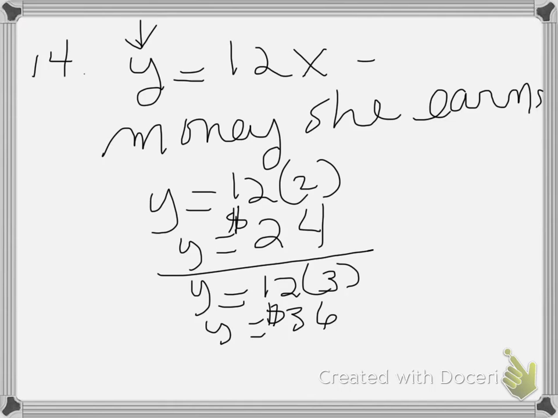Now, what's the constant thing that did not change? That means that's the constant of proportionality. And what did not change? What did not change was the 12. The 12 is the constant of proportionality. So you would change the number of hours, but the rate per hour, which is the 12, does not change. Okay? I'll give you another one. This could be on the test, so pay attention.